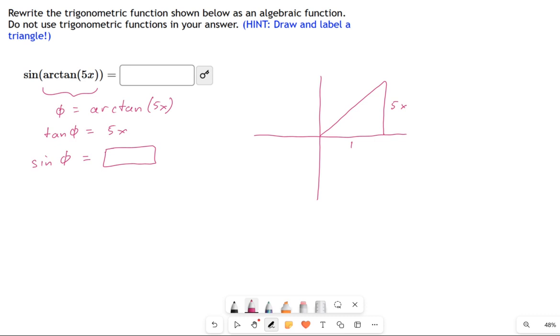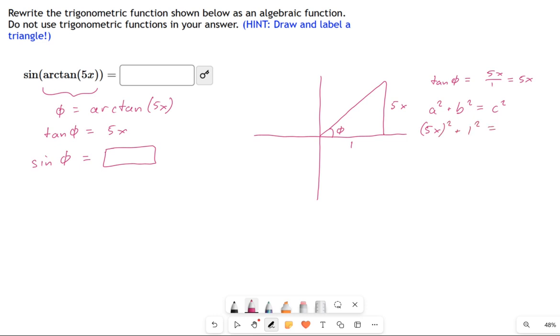And there's my opposite over adjacent sides, 5x over 1. That's my 5x. So if here's my phi angle, you can see that the tangent of phi, if you think of SOHCAHTOA, is definitely 5x over 1, the way I've constructed this. So that's my initial condition. Now let's use Pythagorean's theorem to figure out what is the hypotenuse of this triangle. So we're going to call this 5x, and watch out for that squared. We'll get to that in a moment.